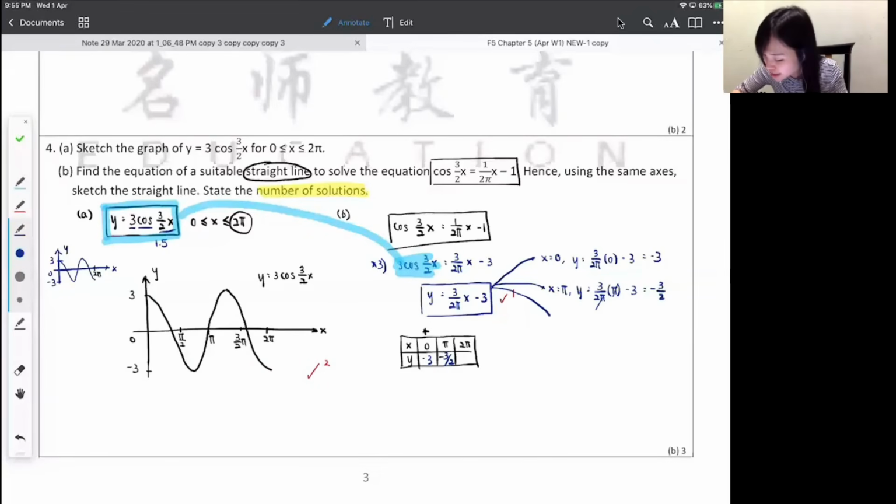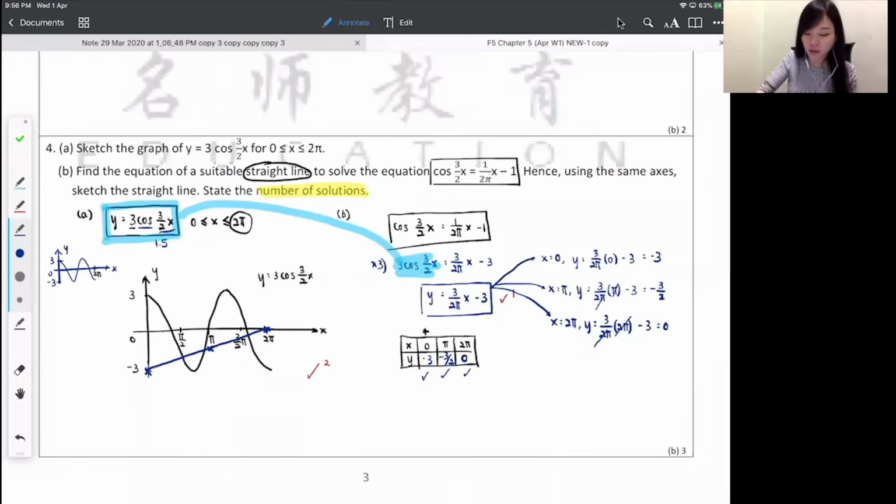So next one, x equals 2 pi. Again, I sub inside, y equals 3 over 2 pi times 2 pi minus 3. 2 pi cut, no more. 3 minus 3, 0. Correct? Let's draw it out. So 0, negative 3, this is my first point. Pi and negative 3 over 2. 3 over 2 is 1.5, so negative 1.5 is in the middle of 0 to negative 3. Next one, 2 pi, 0. So I got the 3 points. I take a ruler and then I just connect them together.